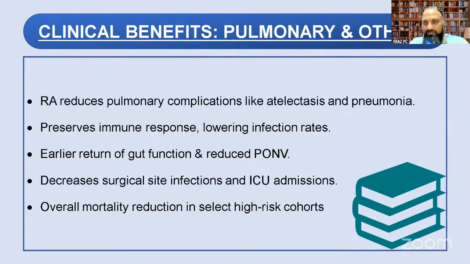If you look at the benefits in the respiratory system, regional anesthesia reduces pulmonary complications such as atelectasis and pneumonia. It also leads to early mobilization of the patient. Regional anesthesia preserves immune response, lowering infection rates. It causes earlier return of gut function and reduced postoperative nausea and vomiting. It decreases SSTI and ICU admissions. Overall mortality reduction is seen in select high-risk cohorts.